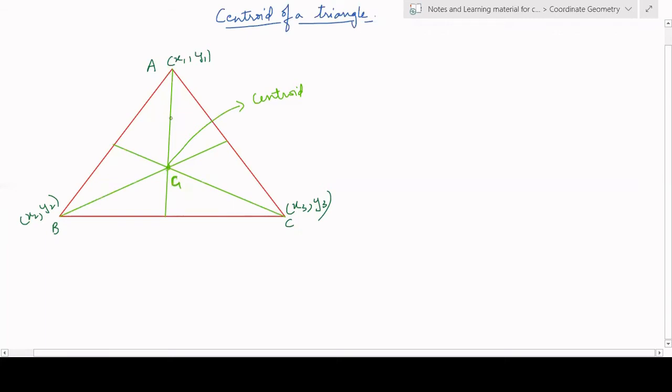Centroid divides the median into portions 2 and 1. That means AG to GD is in the ratio 2:1. Similarly, if I see from vertex C, and the median CE, then CG will be 2 portions, GE 1 portion. Then BF is the third median having 2 portions as BG and 1 portion as GF. So our aim is to find out the centroid of the triangle, that is its coordinates. Let's get started.